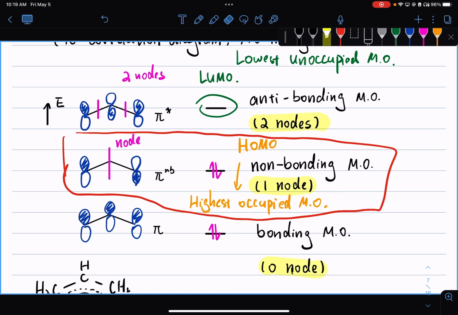Or we have a molecule with these energy levels. Identify the HOMO and LUMO in this pi correlation diagram and try to get information out of it. All right, I'll take some questions.